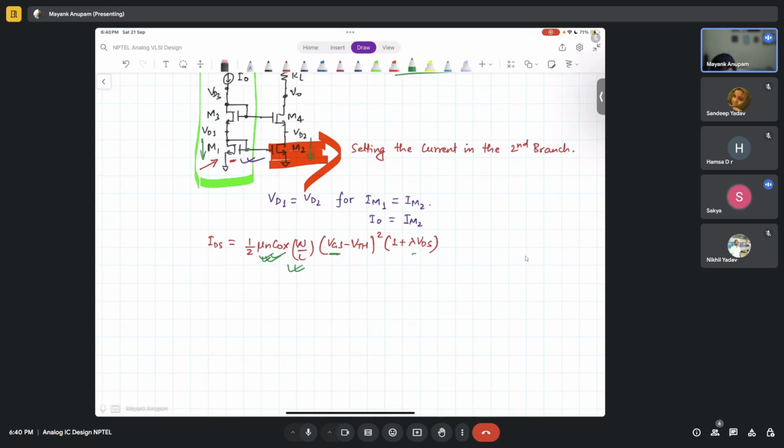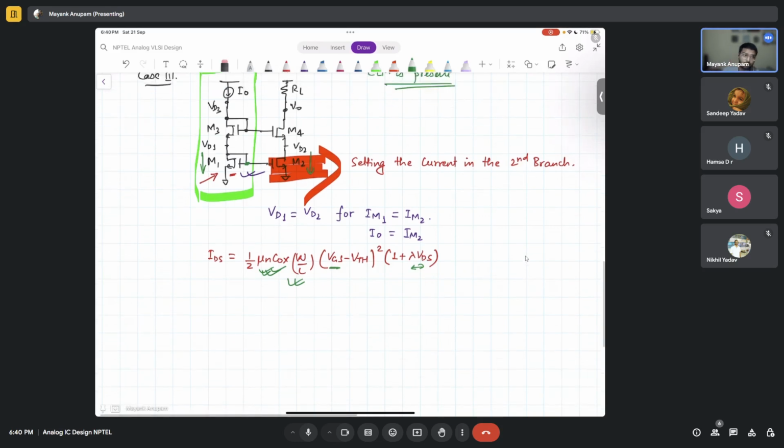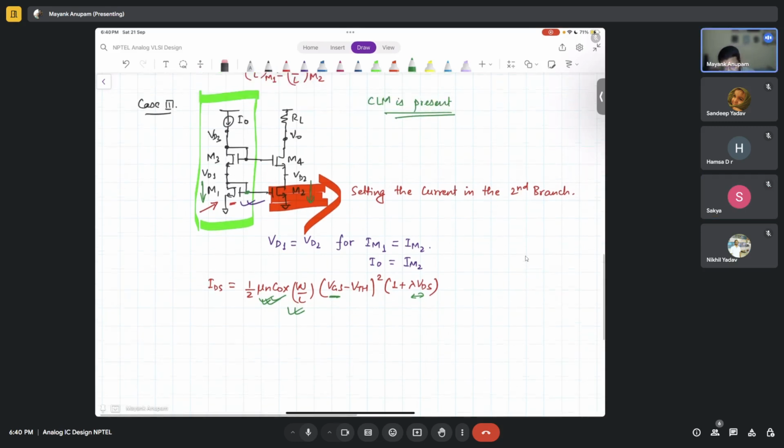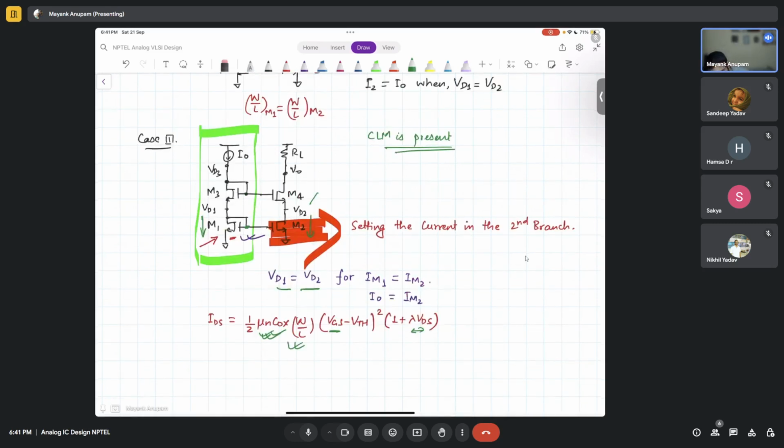So if drain to source voltage changes for both the MOSFETs, the current will change in both the MOSFETs. That is what I'm trying to say here, that for making sure that the current is the same in both the branches, you need to ensure that the drain voltages are also the same for both the MOSFETs, when channel length modulation is present.